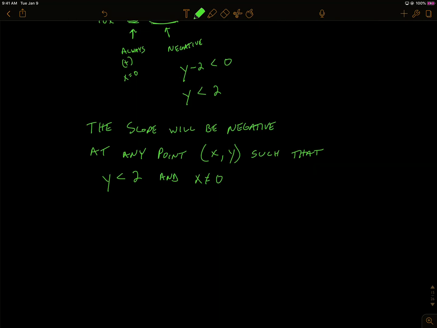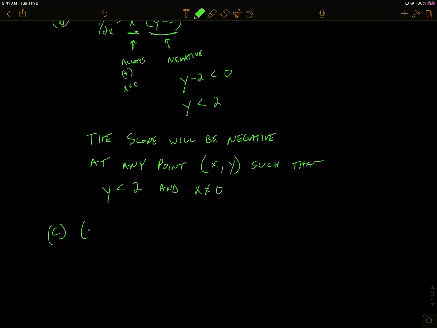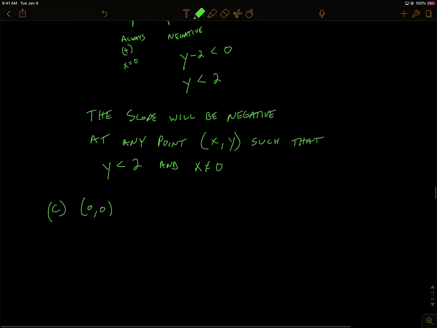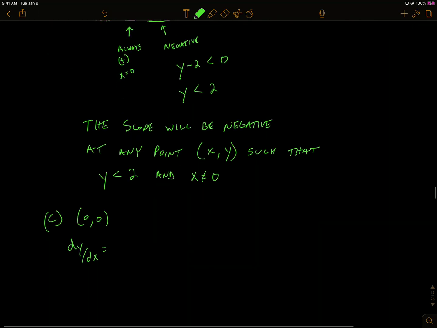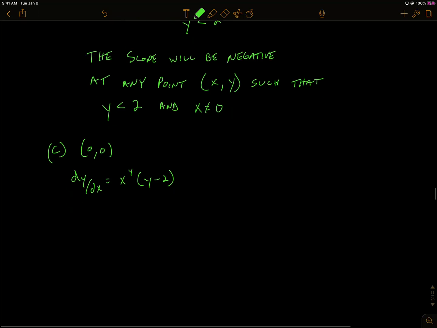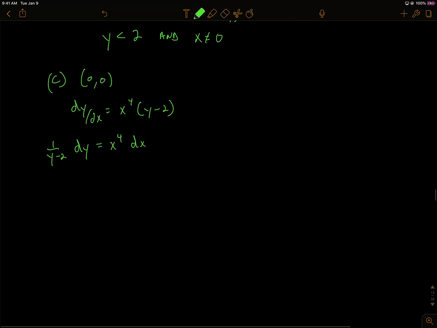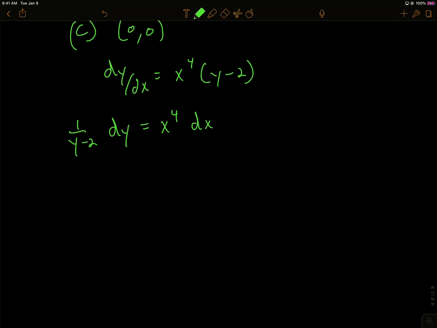All right, now we're going to do part C. Part C says find the particular solution to the given differential equation, and they give us our initial condition of (0, 0). So I'm going to remember those. We've got dy over dx equals x to the 4th times y minus 2. Step 1, separate our variables. So dy over y minus 2 equals x to the 4th dx. I did a couple of steps at once there: I multiplied both sides by dx and divided both sides by y minus 2.